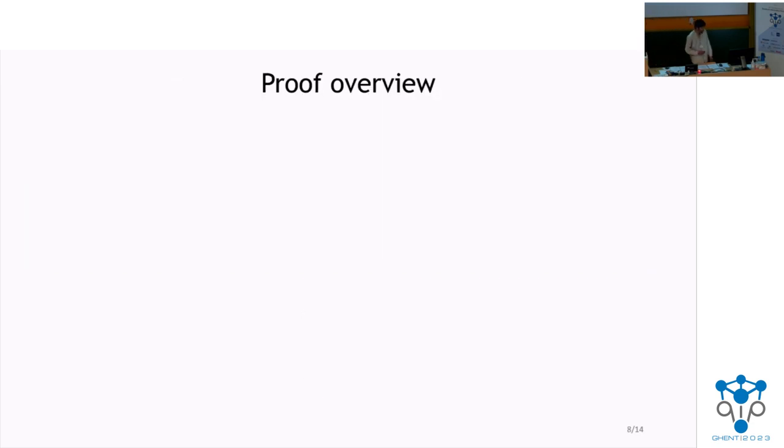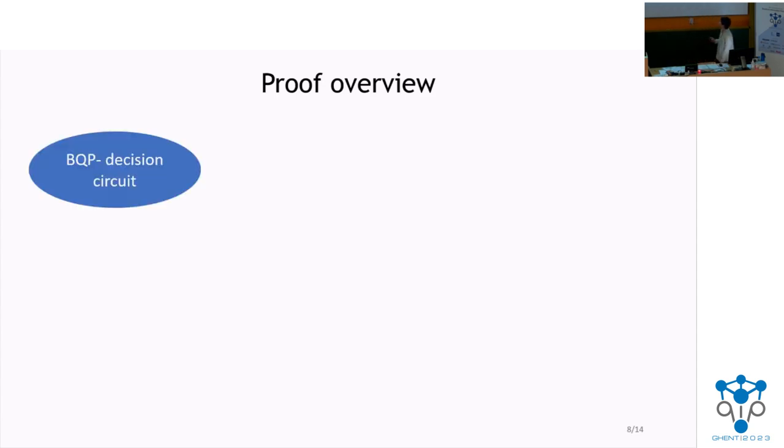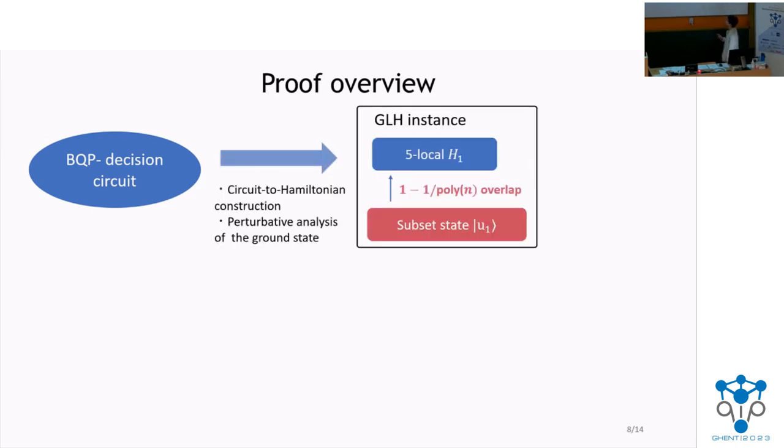So let me first give the overview of the proof. First, we reduce the BQP decision circuit to a first GLH instance, which is given by a 5-local Hamiltonian H1 and the guiding semi-classical subset state U1, which is promised to have a 1 minus 1 over poly overlap with a ground state of H1.